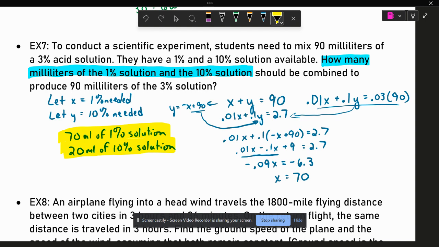The 20, so I used this equation. Let me circle it in orange. I used this equation, and then it was just 90 minus 70. Yes. 2.7. When I multiplied, here, let me circle that in orange too. Over here on the side, 0.03 times 90. That's 3% of 90, so it should be 2.7.